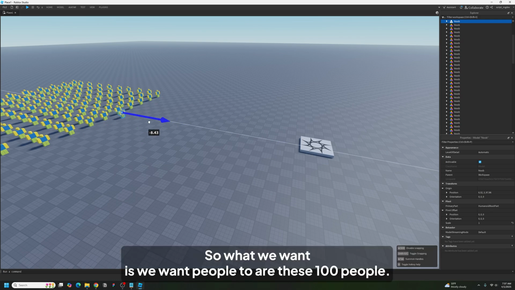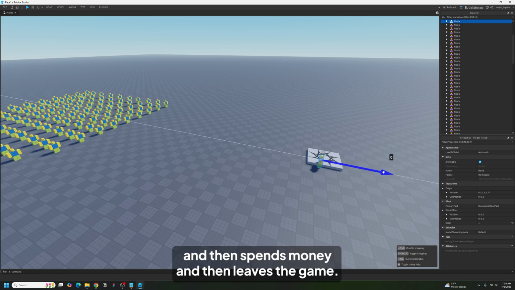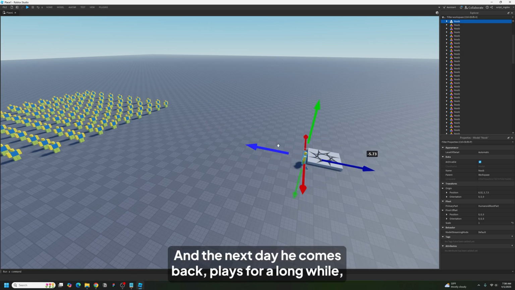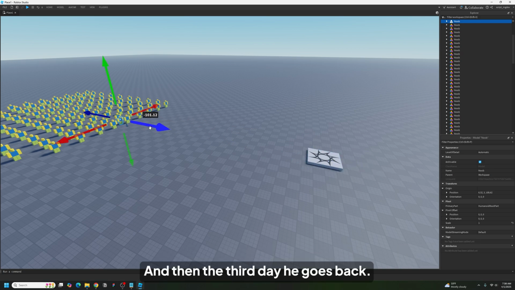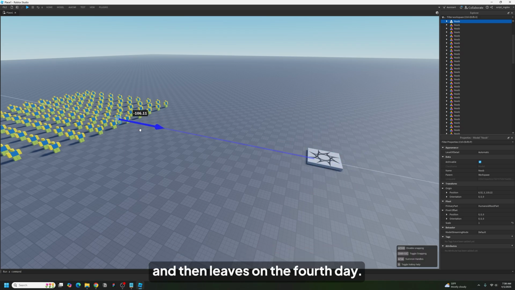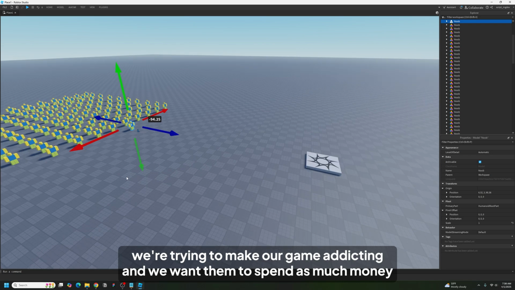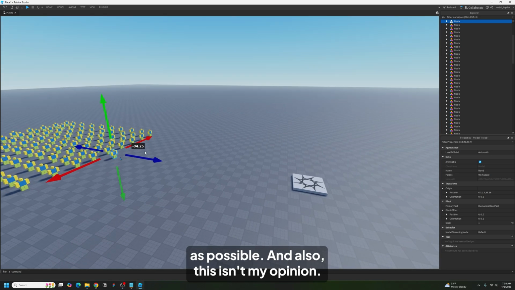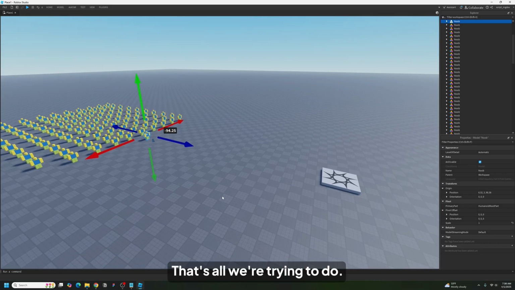So out of these 100 people, this guy sees the thumbnail, clicks it, goes to my game, plays for a while, and then spends money, and then leaves the game. The next day he comes back, plays for a long while, and then spends more money, and then leaves. The third day he goes back, he spends a lot of money, plays for a long while, and then leaves. And then the fourth day. So basically we're trying to make our game addicting, and we want them to spend as much money as possible. Also, this isn't my opinion, this is just me telling you what all of this means. That's all we're trying to do.